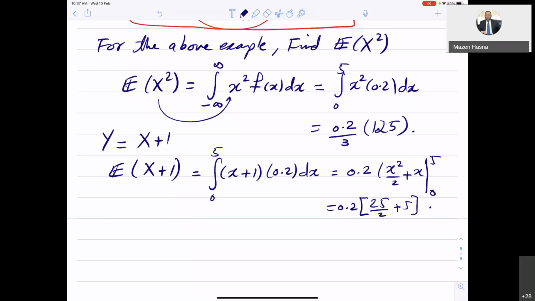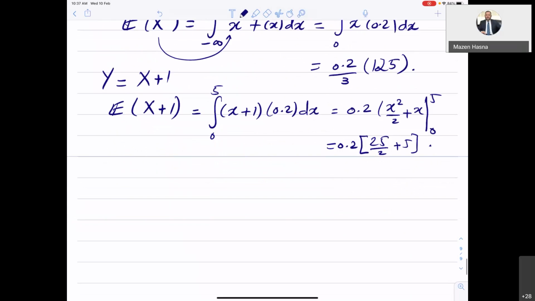Let me do one last example. I think we have like 6 minutes. I will do one more example. Okay, let me do this example. I will not start the families of random variables today.